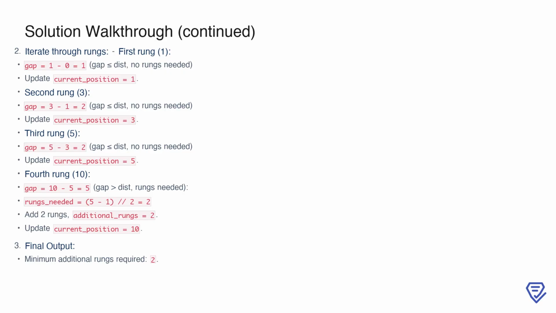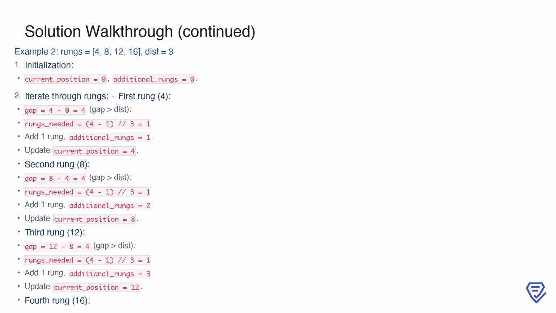to 5. However, when we reach the rung at position 10, the gap from the previous position, 5, is 5, which exceeds dist. To bridge this gap, we calculate the number of rungs needed as (5 - 1) // 2 = 2, and we add 2 rungs. This brings the total additional rungs to 2, and we update current position to 10. Thus, the minimum additional rungs required for this example is 2. In the next example, we are given rungs at positions 4, 8, 12, 16, and dist is set to 3.